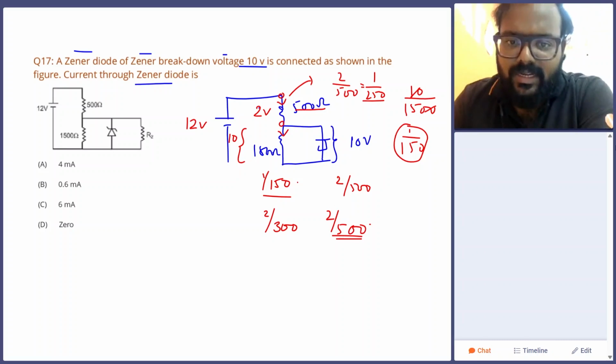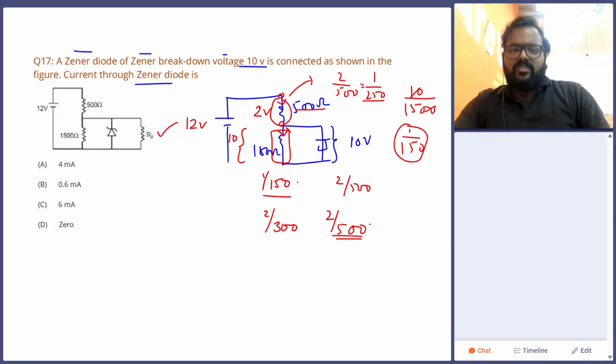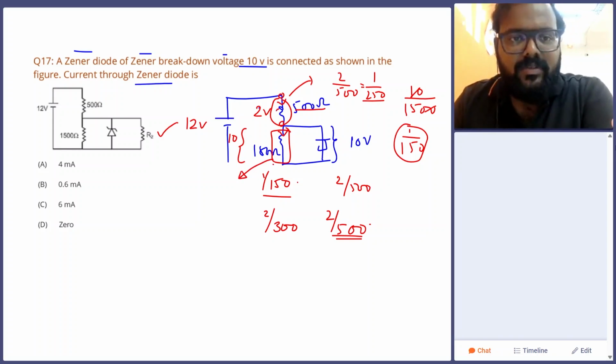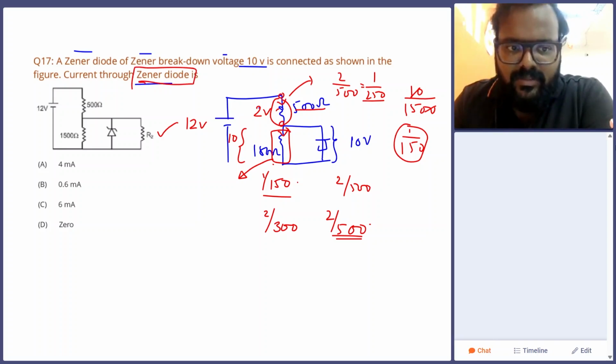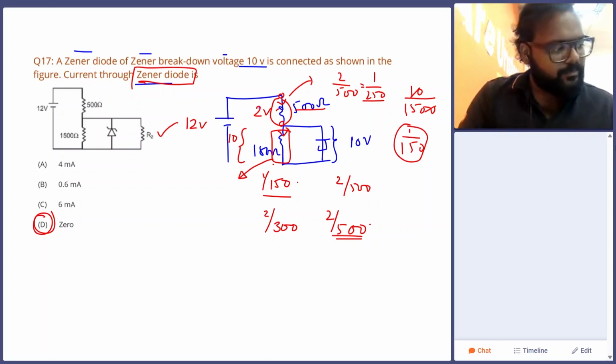Now we can clearly see the current over this particular segment is more than this. There is no other voltage in this case, so there is no way that this is possible. Are you getting it? So if it is breaking down, the current here is more than the current here, which is not possible, which means it won't break. So if the Zener diode is not breaking down, then the current is 0. Right?